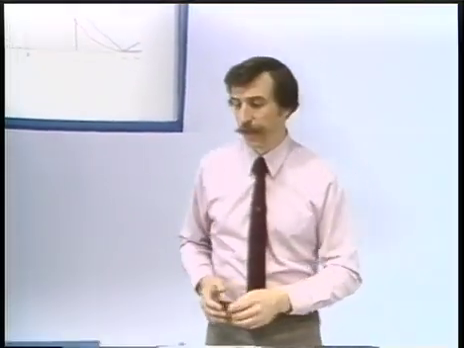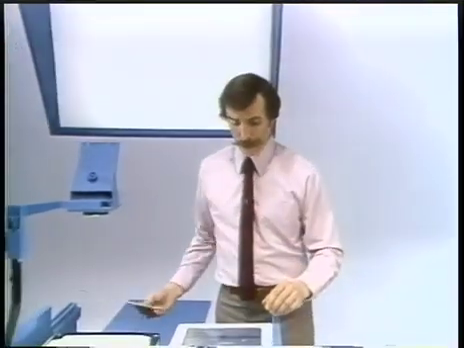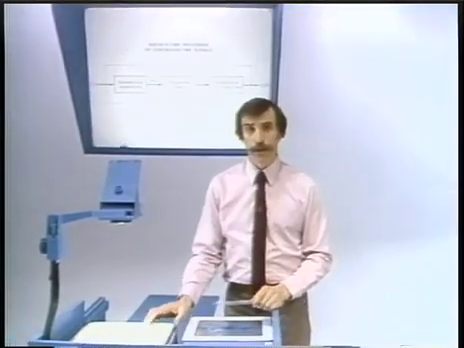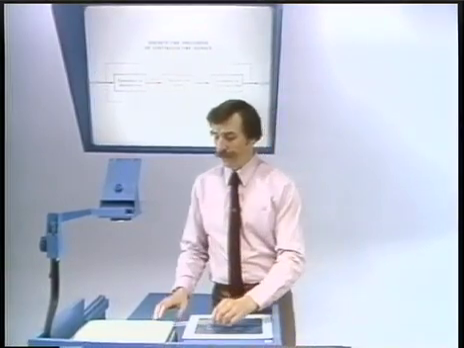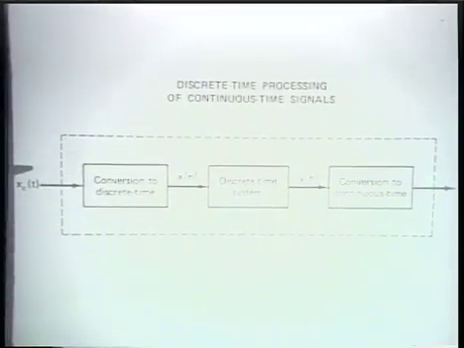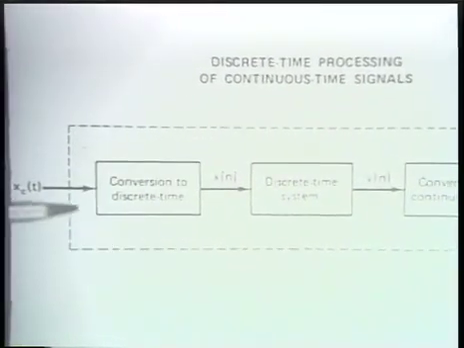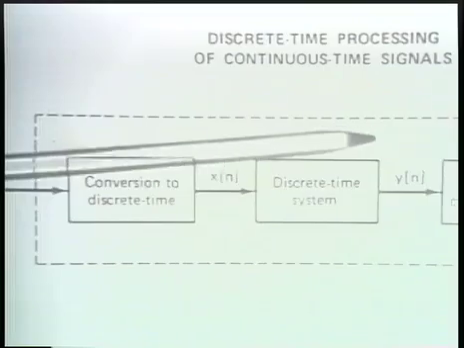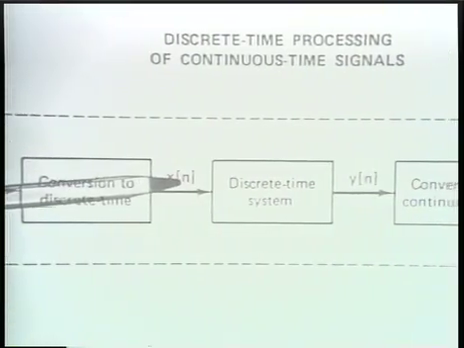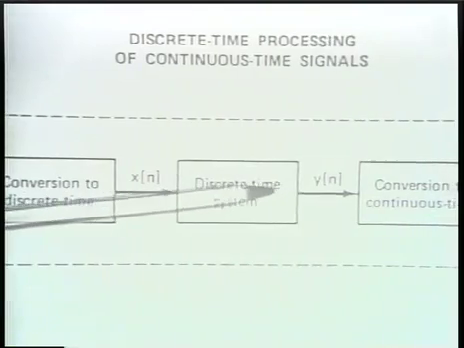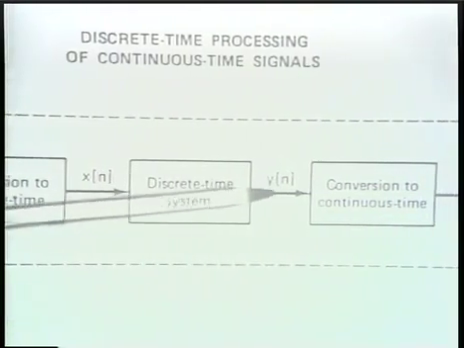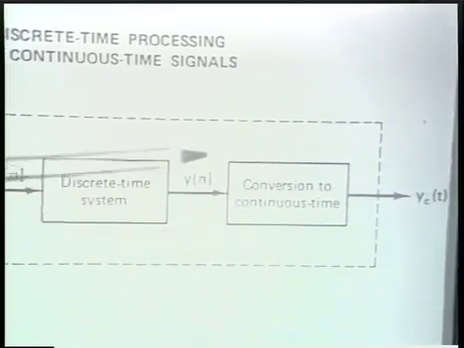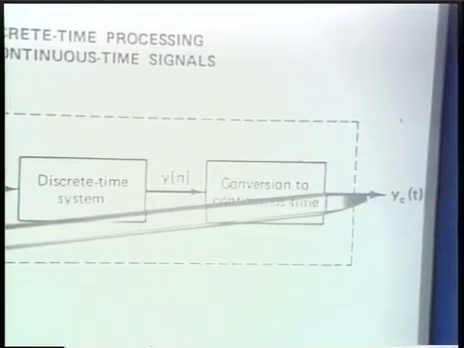Well, the basic idea, as I've indicated previously, is to carry out discrete time processing of continuous time signals by first converting the continuous time signal to a discrete time signal, carry out the appropriate discrete time processing of the discrete time signal, and then after we're done with that processing, converting from the discrete time sequence back to a continuous time signal corresponding to the output that we have here.